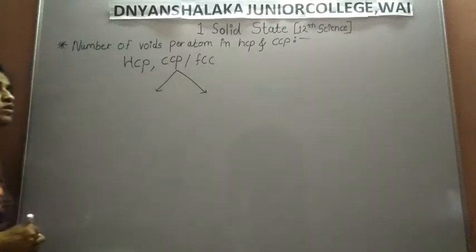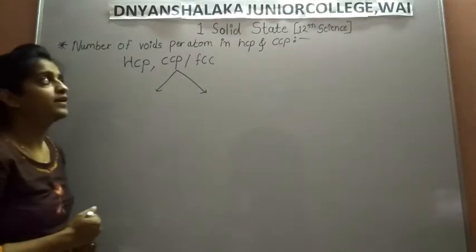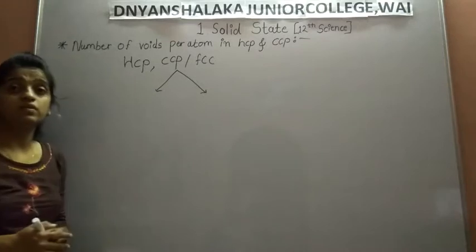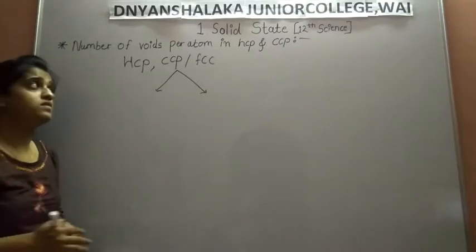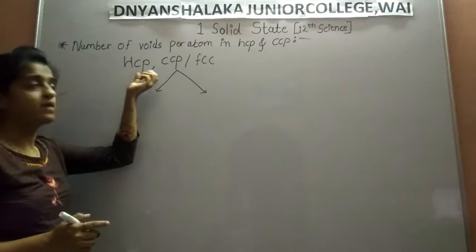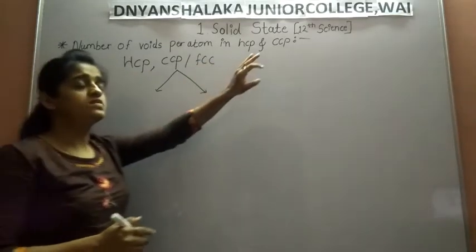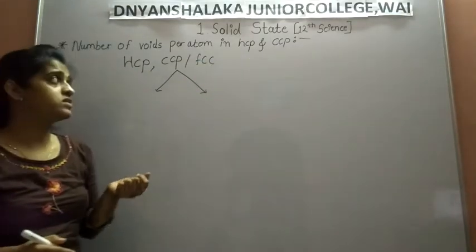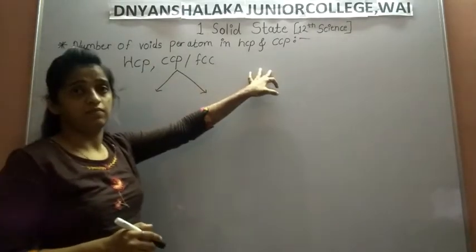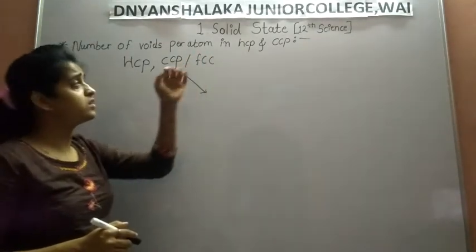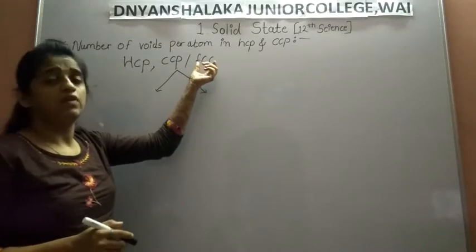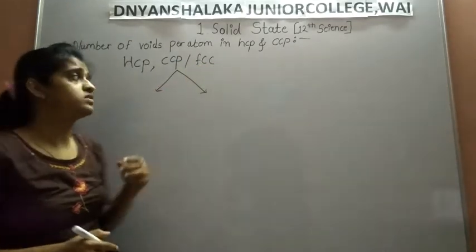Today we discuss solid state. Next point: number of voids per atom in HCP and CCP. HCP means hexagonal close packed structure, and CCP means cubic close packed structure. CCP is also known as face-centered cubic close packed structure.